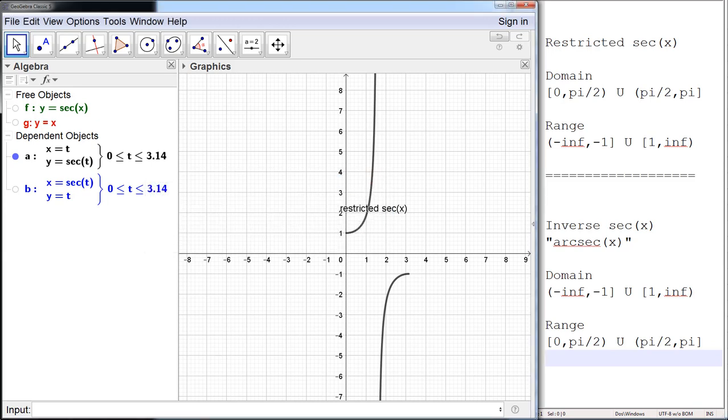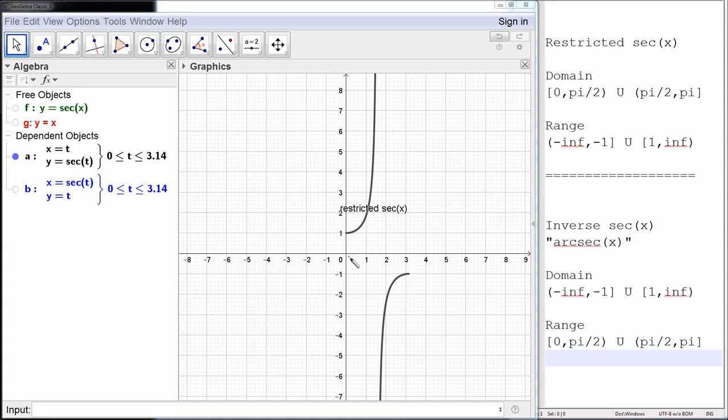Anyway, what we've got here is the restricted secant function, and this does pass the horizontal line test. So this function does have an inverse. But before we draw the inverse, let's make a note of what the domain and range are, because this is kind of a weird function. Part of understanding a function is not just understanding what the graph looks like, but understanding what the domain and the range are.